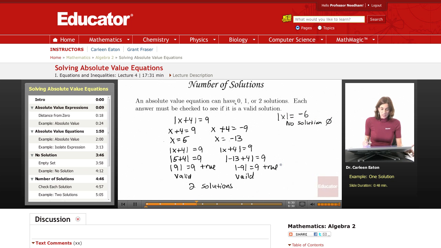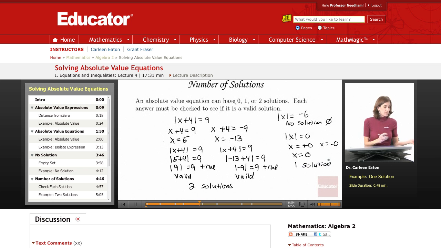The situation where you can get one solution is if you end up with the absolute value of x equals 0. If I went to solve this, I'd say x equals plus 0 and x equals minus 0, but that really doesn't make sense. There's just 0. So there's only one solution, x equals 0. So here I have one solution.